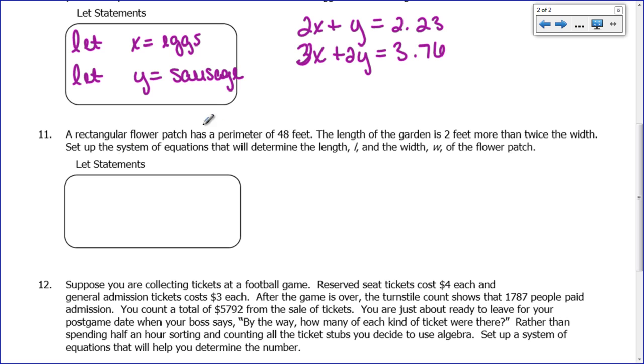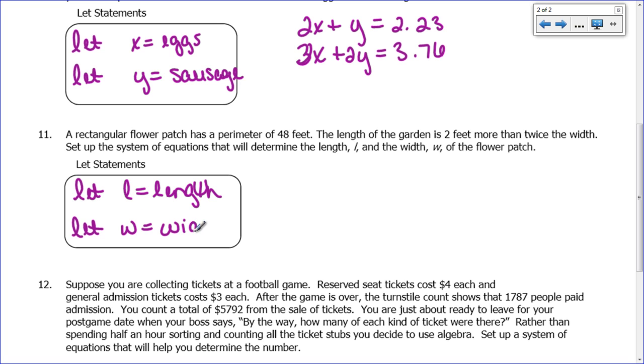So I have a rectangular flower patch that has a perimeter of 48 feet. The length of the garden is 2 feet more than twice the width. So we want to set up a system that will determine the length L and the width W of the flower patch. Well, they gave us the variables in the problem, so the let statements are easy. Let L equal length, and we're going to let W equal width.